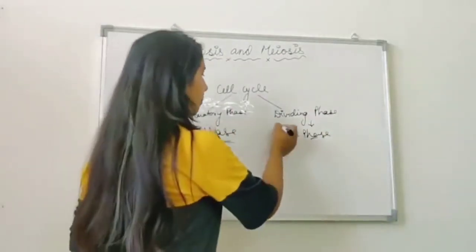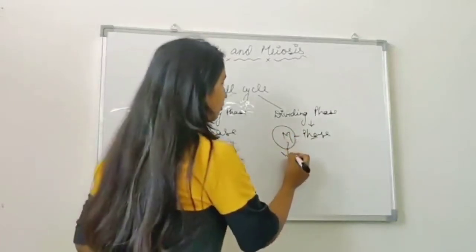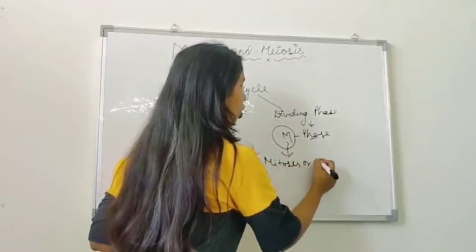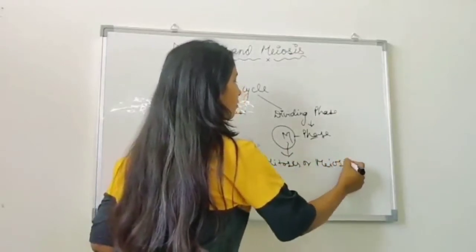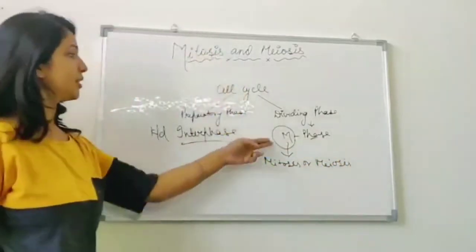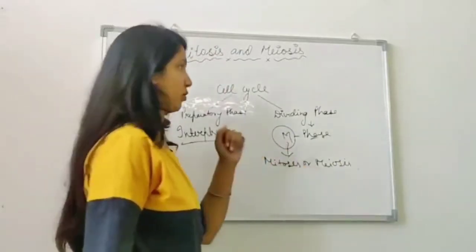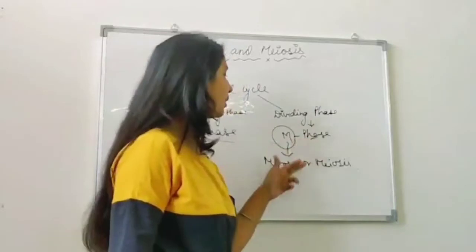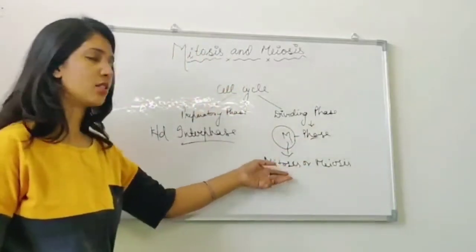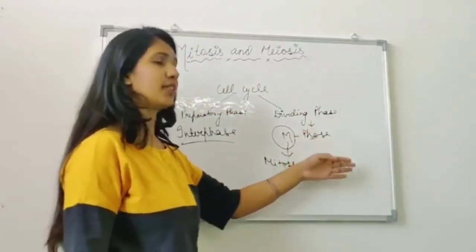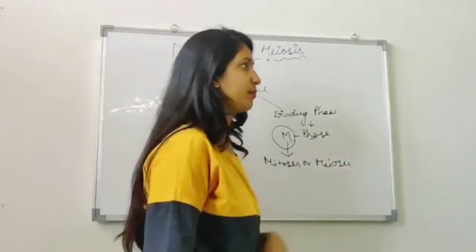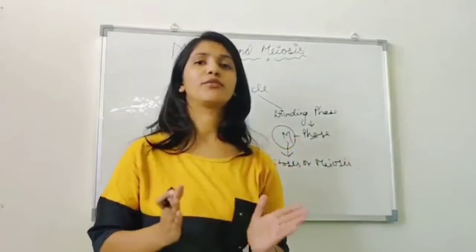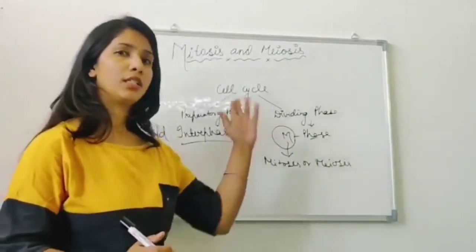This M refers to mitosis or meiosis. This M denotes mitosis or meiosis, and depending upon which event is going to occur in the cell, it is named accordingly. If it's undergoing mitosis, it's called the mitotic phase, and if it's undergoing meiosis, it's called the meiotic phase. Let's understand mitosis and meiosis in a comparative table to give you an easy review of these two.